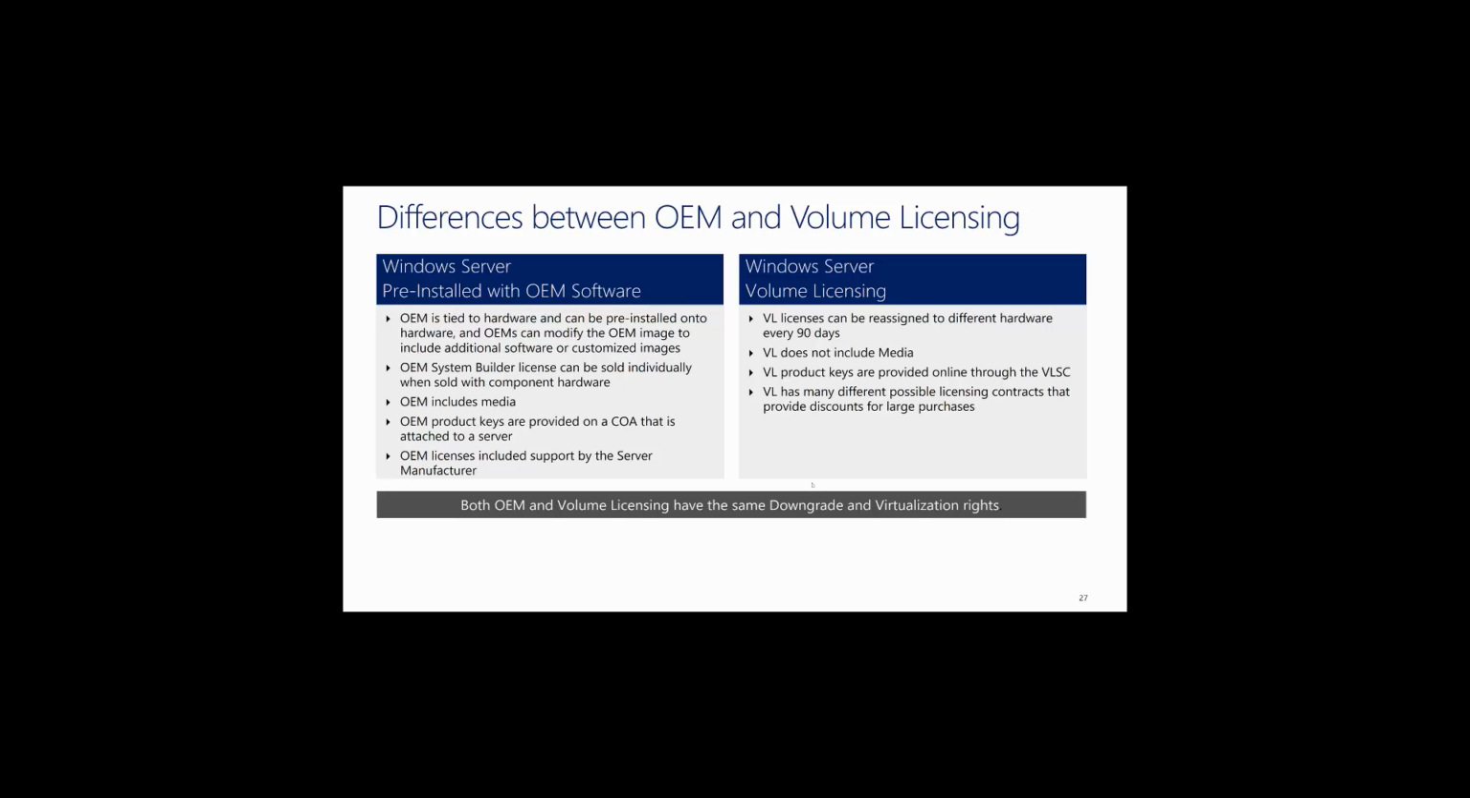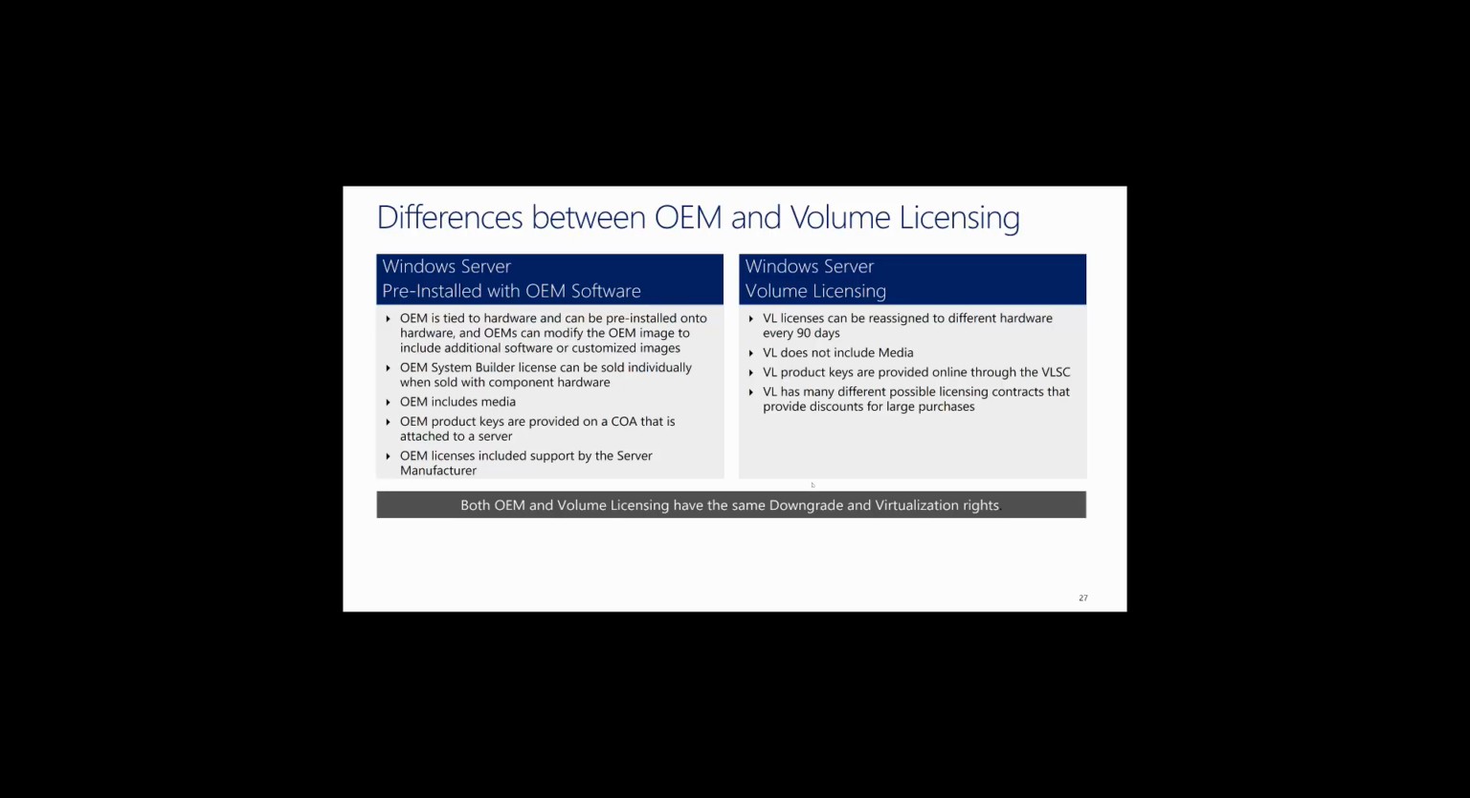With the VL side, remember that you do need to download media and access the appropriate keys from the Volume License Software Center. Another important thing is that you can apply Software Assurance to both the volume license purchase and the OEM software purchase. So if Software Assurance is important for your customer, definitely take a look at that.